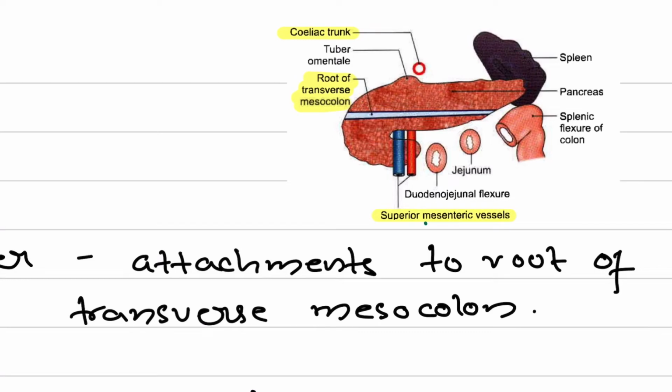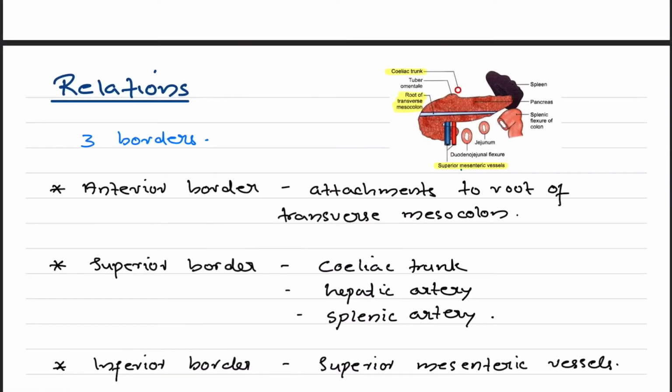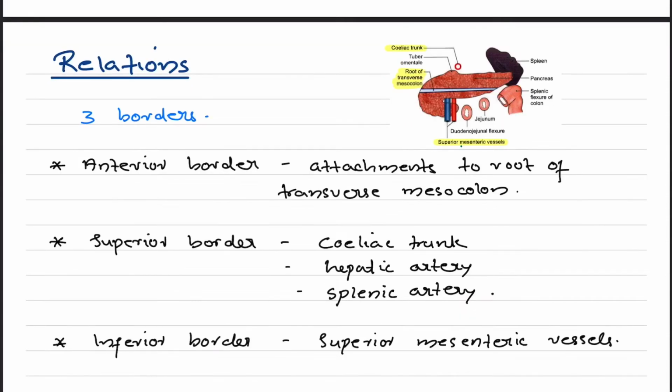We have discussed that the transverse colon is coming like this. So the peritoneum from the transverse colon will be attached to this anterior border. Okay, I'm talking too much about the peritoneum.